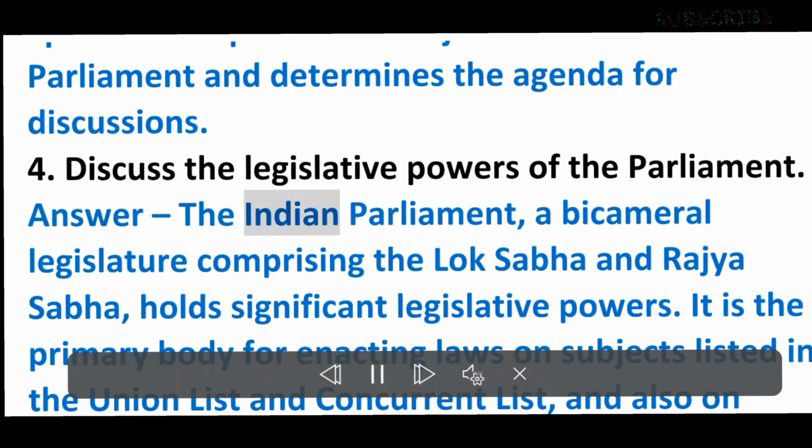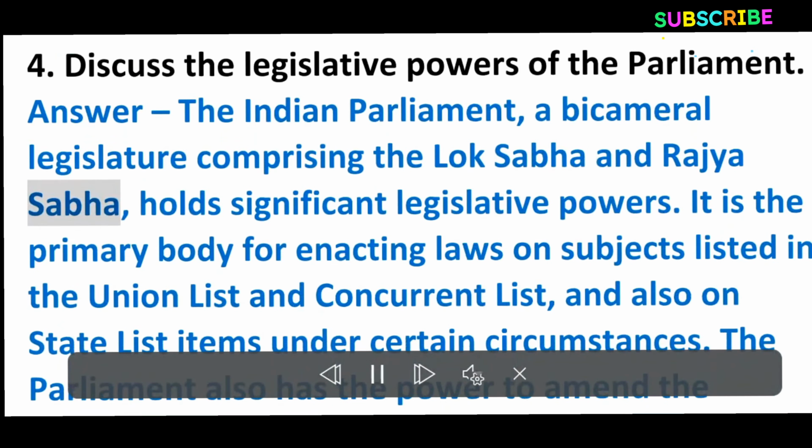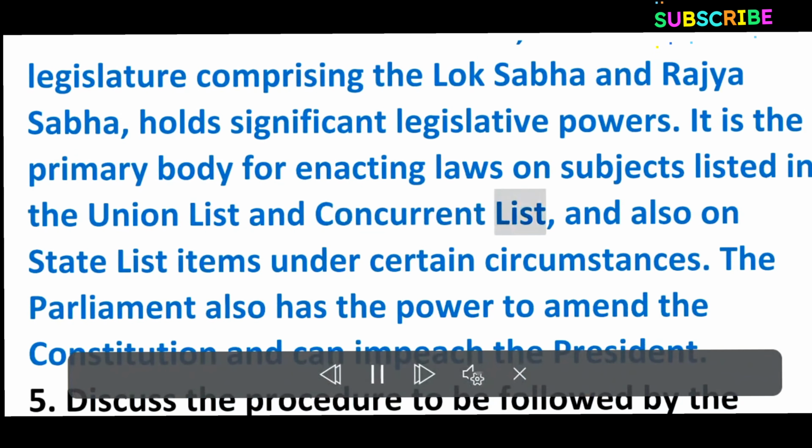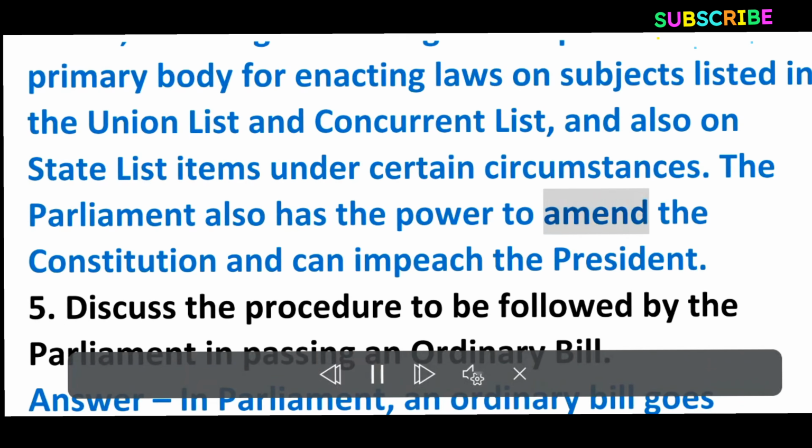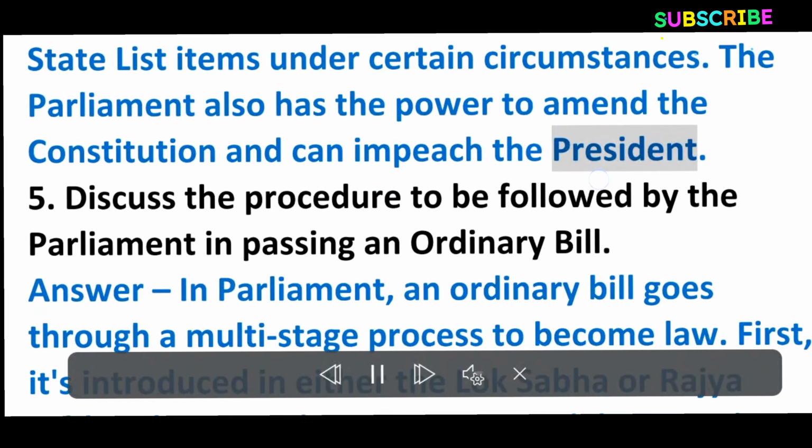Answer. The Indian Parliament, a bicameral legislature comprising the Lok Sabha and Rajya Sabha, holds significant legislative powers. It is the primary body for enacting laws on subjects listed in the Union List and Concurrent List, and also on State List items under certain circumstances. The Parliament also has the power to amend the Constitution and can impeach the President.